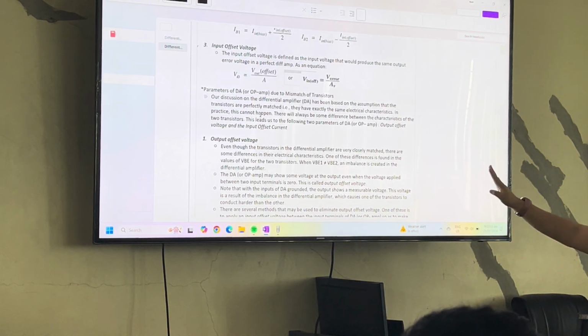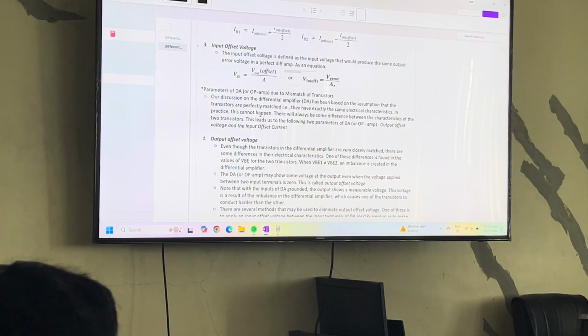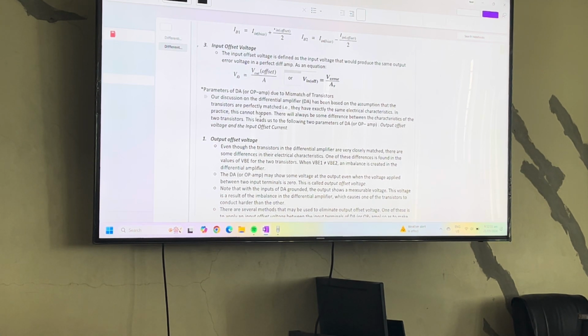Output offset voltage. Even though the transistors in a differential amplifier are very closely matched, there are some differences in their electrical characteristics. One of these differences is found in the values of VBE for the two transistors. So when VBE1 is not equal to VBE2, an imbalance is created in the differential amplifier. The op-amp may show some voltage at the output even when the voltage applied between the two terminals is zero. This is called the output offset voltage.